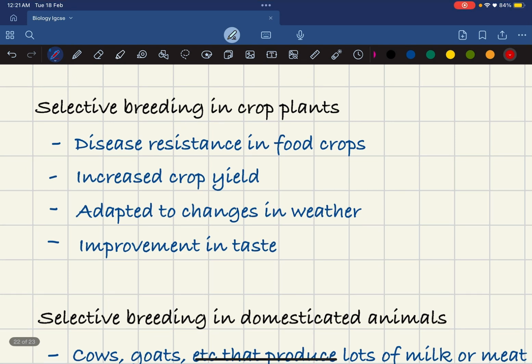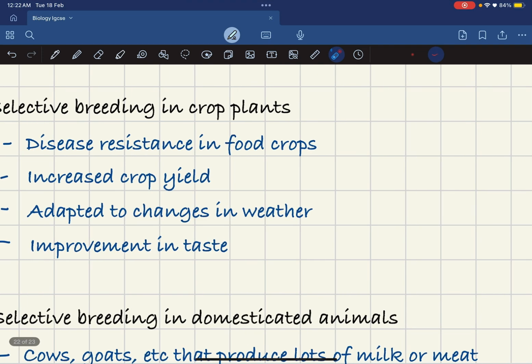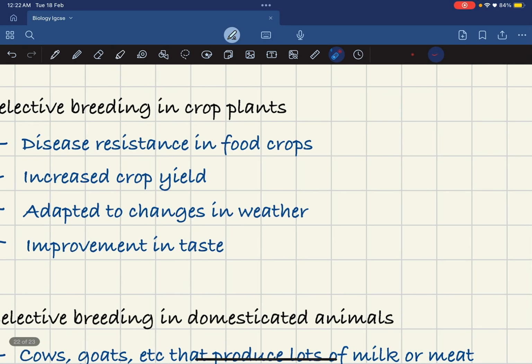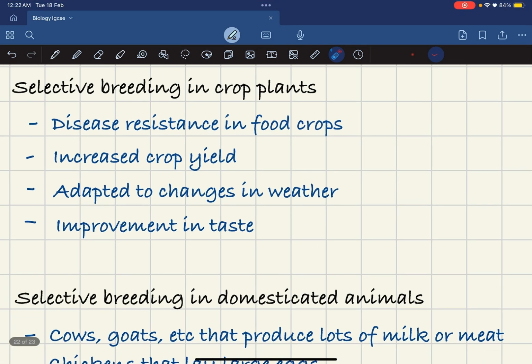So let's look into selective breeding in crop plants. Like, how does it work? How is it beneficial? So first thing, you can produce disease-resistant crops. You can produce disease-resistant food crops, okay? Which means that if there is a disease outbreak and the food crops have resistance towards it, they're immune towards it, so they won't be really affected, okay? And they would still grow healthily. That does not make sense. They will still grow healthy. I'm sorry for my English.